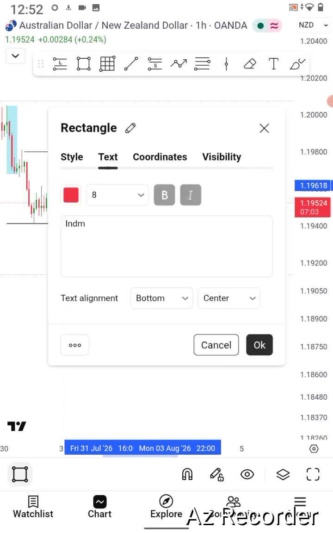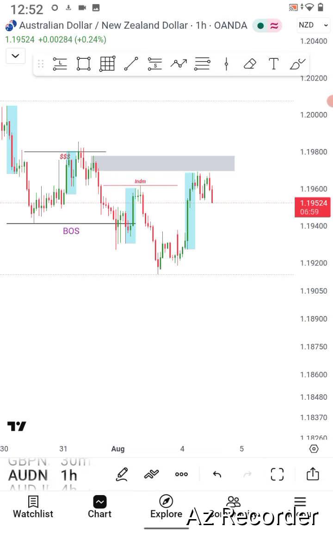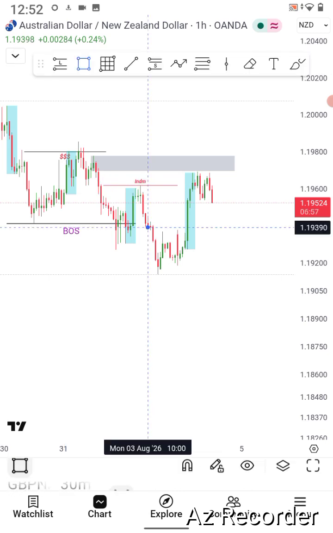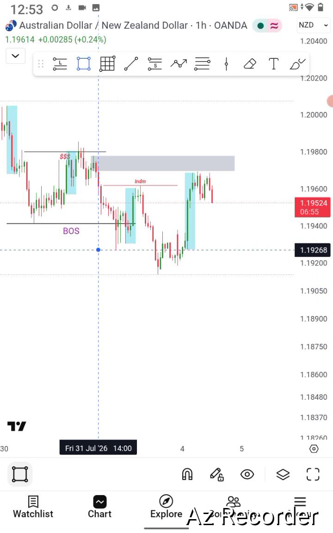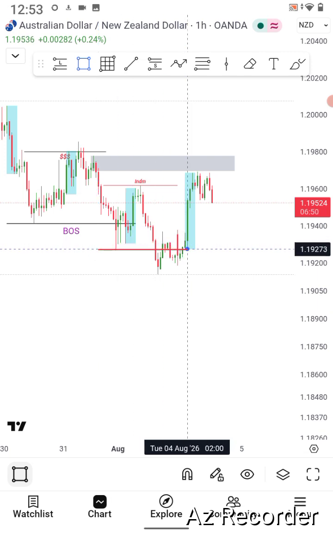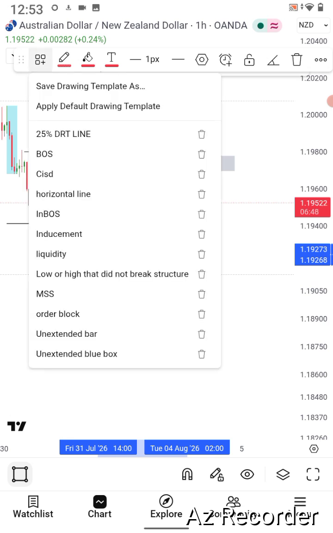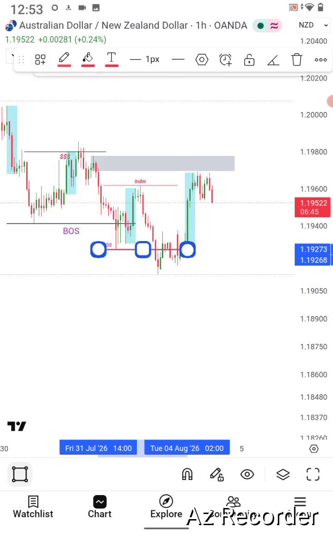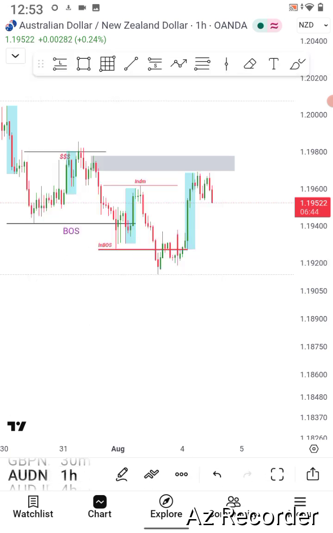Okay, let's put it to be at the top. Okay, so that's the inducement, and then the inducement broke structure. Very important. So you want to see your inducement and an inducement break of structure. So 1 hour time frame has given us something.